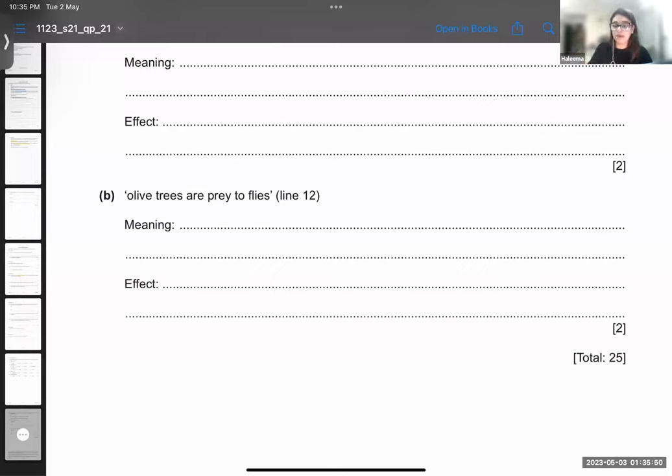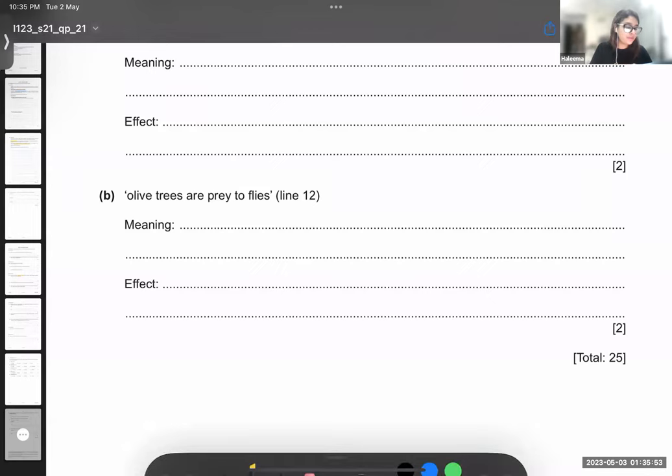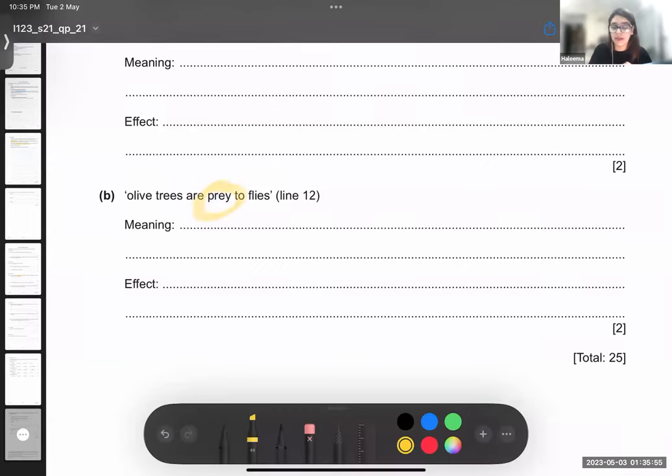But at the same time, when you're talking about an effect for the word prey itself, the effect is trying to basically imply that this is something inevitable. Yes, it's like their food, the flies are eating it. So what does a prey do to its predator? It eats it, right? So the word prey basically means something that has been targeted by something else. A lion preys on, for example, a deer. So in this case, the prey word is trying to imply that the lion is going to eat that deer, right?